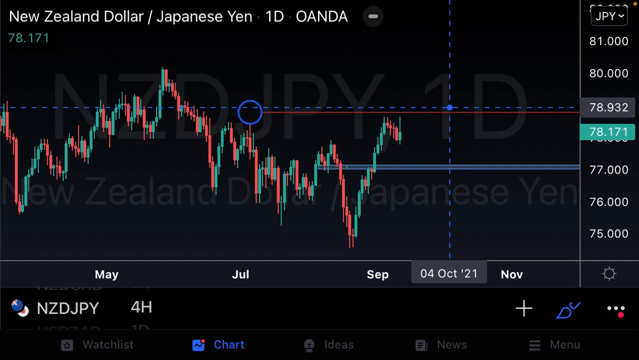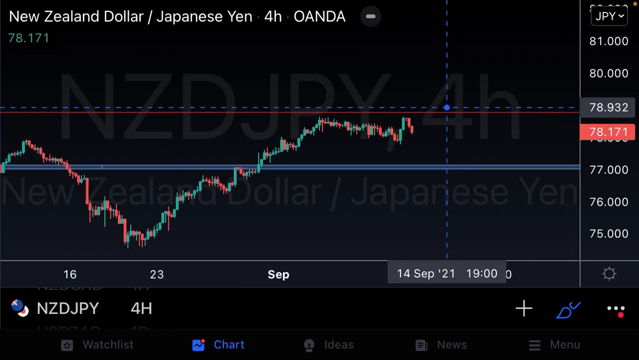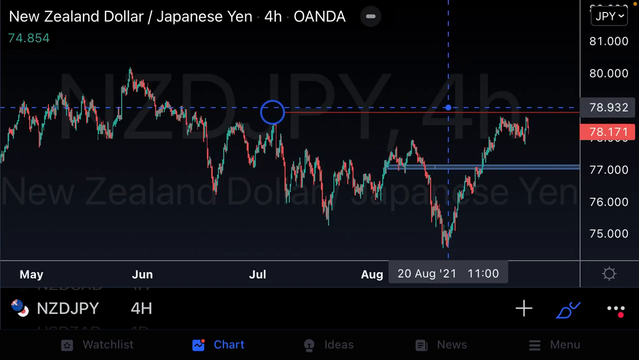Just because we're at resistance, guys, we're going to be bearish bias, and we're obviously going to need to wait for structure to give us an opportunity to trade this bearish bias.